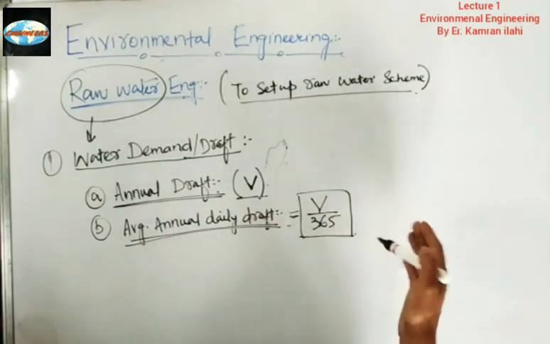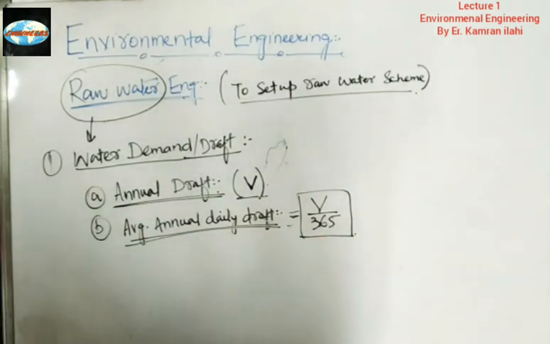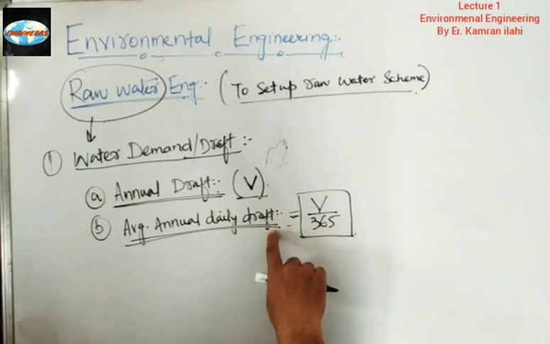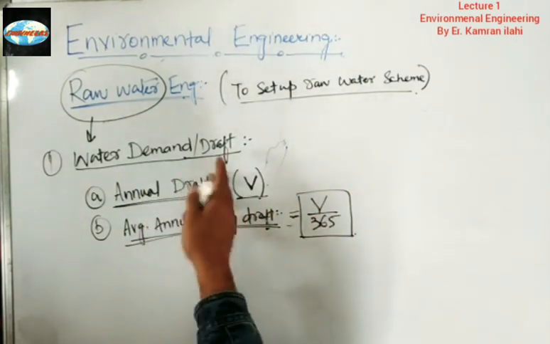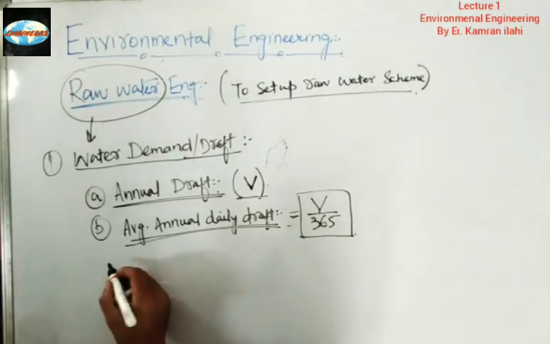That is 365 in a calendar year. Okay, so that will give me the average annual daily draft, or what I say, the draft is demand. So don't get confused. Demand and draft are one and the same thing.